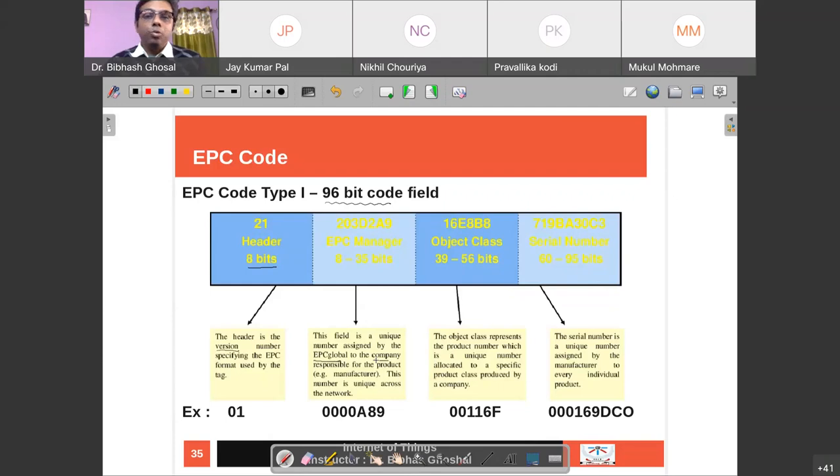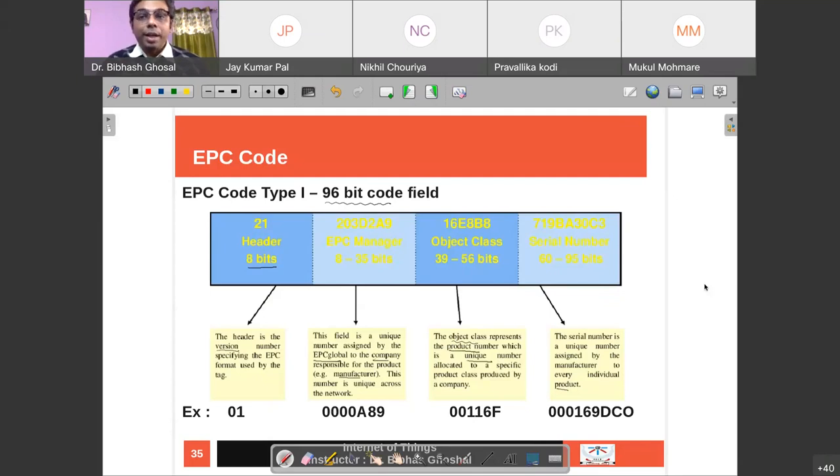That number will again have two parts. One, to decide on that particular company, specifically that particular retail shop. And second is identifying each object. So here you see that's a unique number that you are going to use for the product manufacturer. And then we have the next bits which will be used for the object class. They will be representing the product number, a unique number specified for a particular product. And then we have the serial number, which is a unique number assigned by the manufacturer to every individual product. So overall, these are the different fields that are used in creating an EPC code.